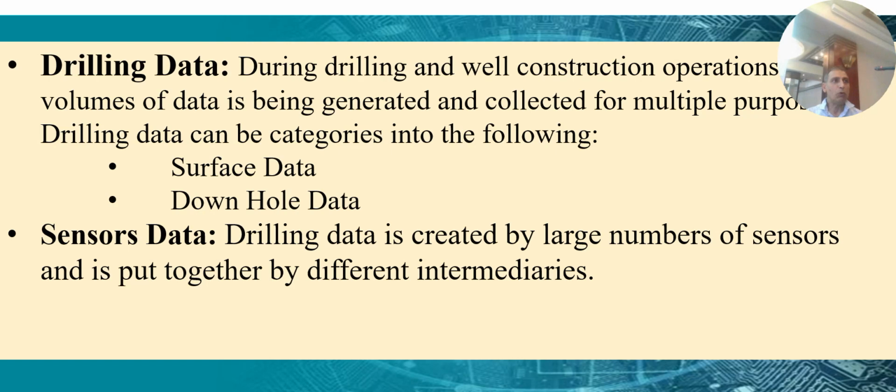Then we have the downhole type data, which consists of downhole information like the geological information, the fluid information, the drilling mechanics, and all those types of information. All these data come from different types of sensors, and these sensors can be pressure sensors, temperature sensors, geological sensors, and so on.